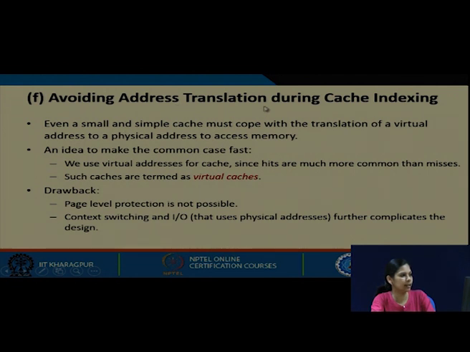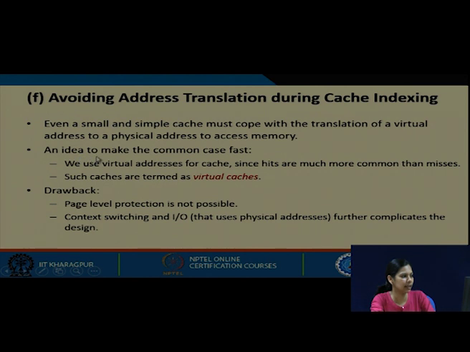Another is avoiding address translation during cache indexing. As I said, whenever the CPU generates a logical address, the logical address is first translated into a physical address, and then we extract the tag bits which are matched, and finally we see whether the data or instruction is present in cache memory or not. Instead, can we avoid that? Even a small and simple cache must cope with the translation of virtual address to physical address to access memory. So, this has to be done.